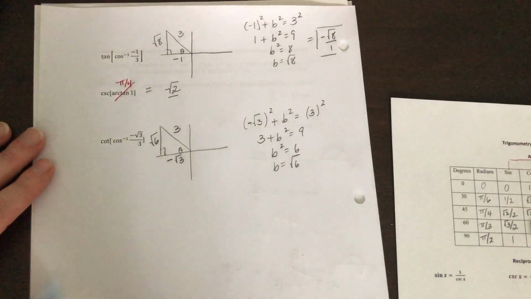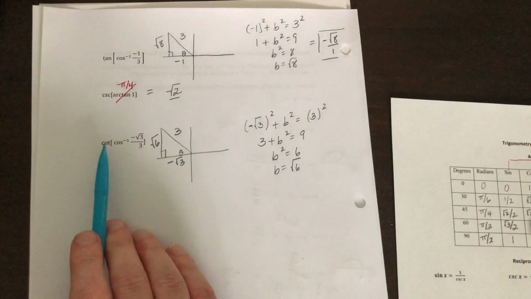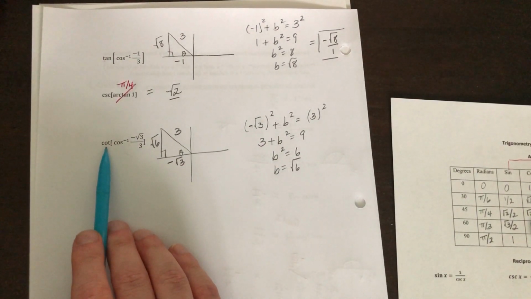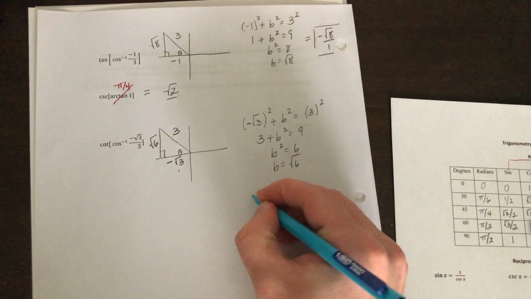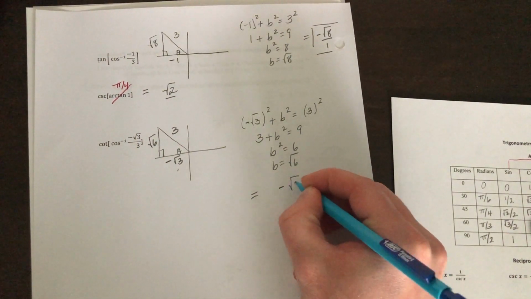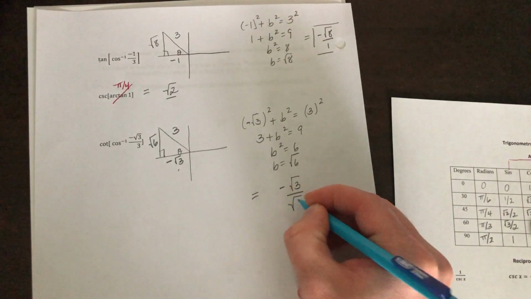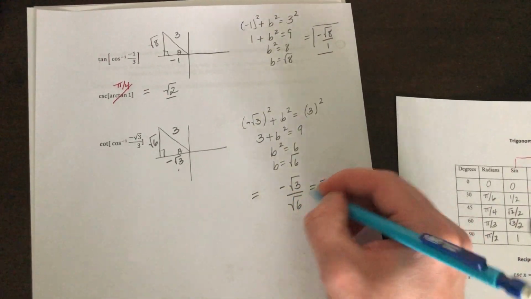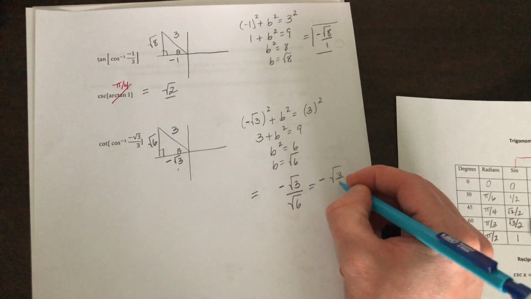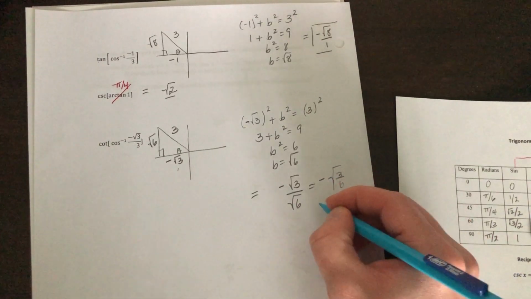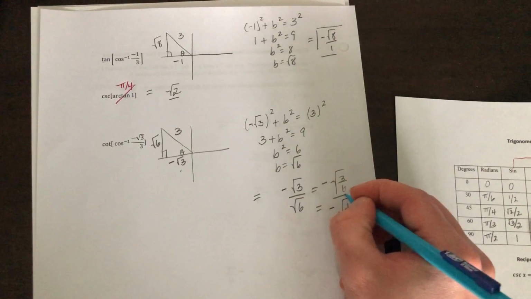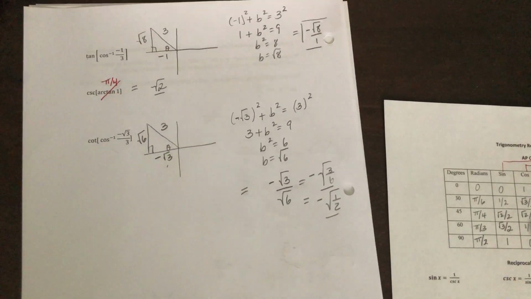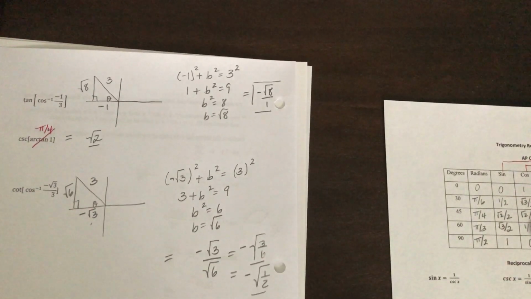So this says we're going to evaluate cotangent. So cotangent is going to be adjacent over opposite. So it's negative square root of 3 over square root of 6. Or if you want to write it as one fraction, be my guest. And if you want to simplify it, that's fine with me, either way. So that's been evaluating inverse trig.